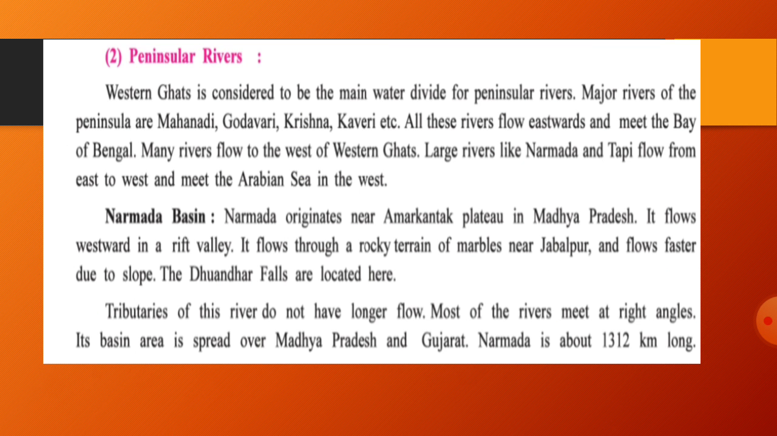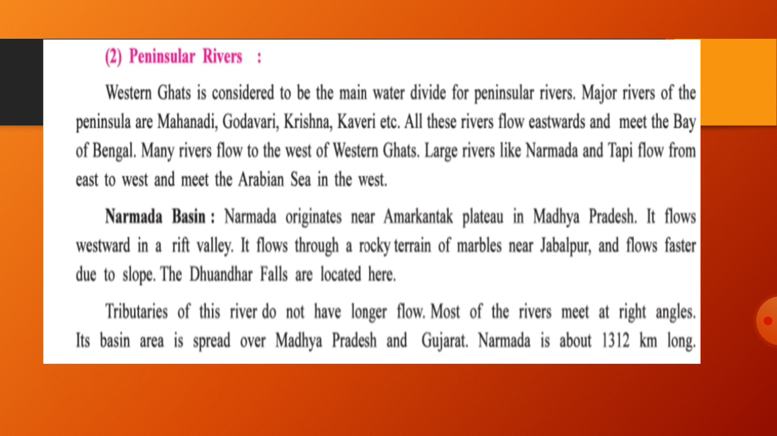The next topic we will study is the peninsular rivers. The Western Ghats are considered to be the major water divide for peninsular rivers. Major rivers of the peninsula are Mahanadi, Godavari, Krishna, Kaveri, and all these rivers flow eastwards and meet the Bay of Bengal. Large rivers to the west of the Western Ghats, like Narmada and Tapi, flow from east to west and meet the Arabian Sea in the west.